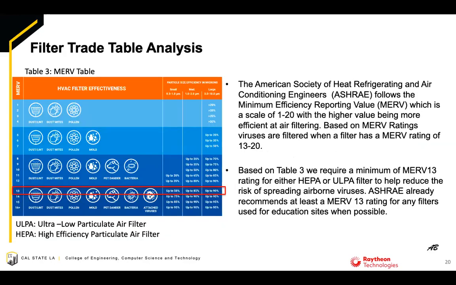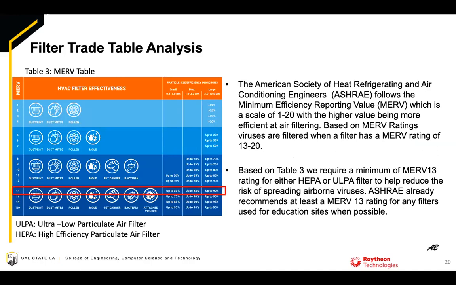Moving on, here we conducted a trade analysis on filters present in HVAC systems and air purifiers. The American Society of Heating, Refrigerating, and Air-Conditioning Engineers, or ASHRAE, used this table to determine the effectiveness of a filter. Each filter is rated based on their MERV, or minimum efficiency reporting value. This scale ranges from 1 to 20, 1 being the lowest and 20 being the highest.